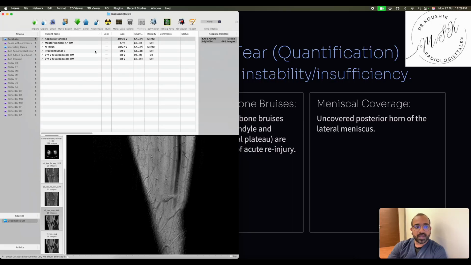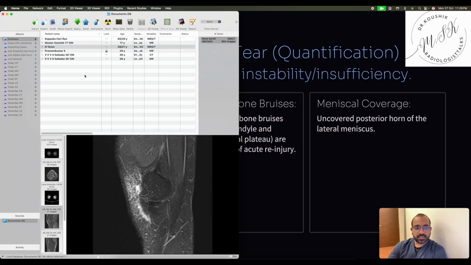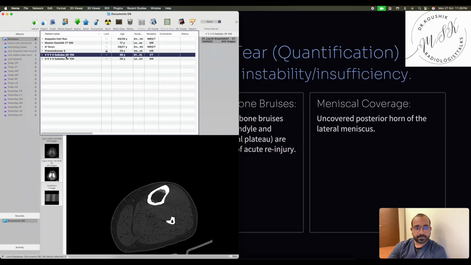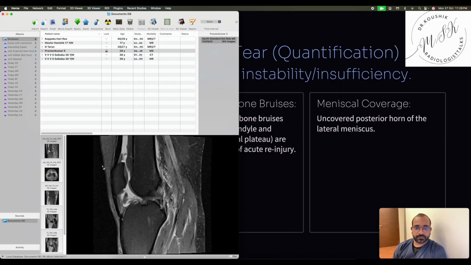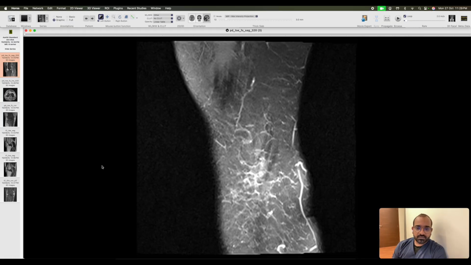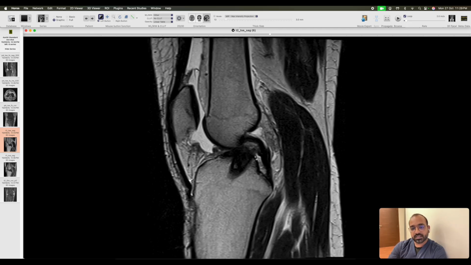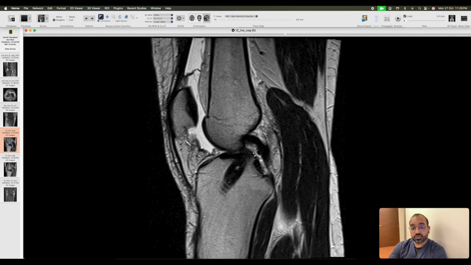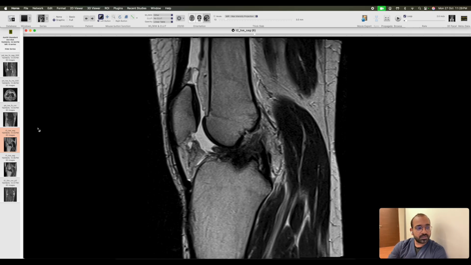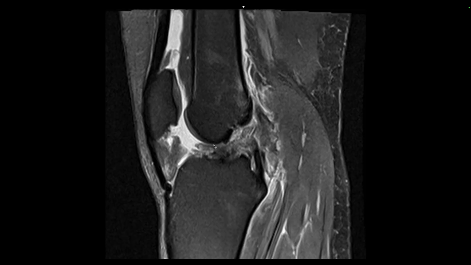As we just saw ACL tear, let us see the case. This is a case with direct evidence: there is increased signal intensity and disruption of fibers in the mid substance of the anterior cruciate ligament graft. So this is a case of ACL graft tear.